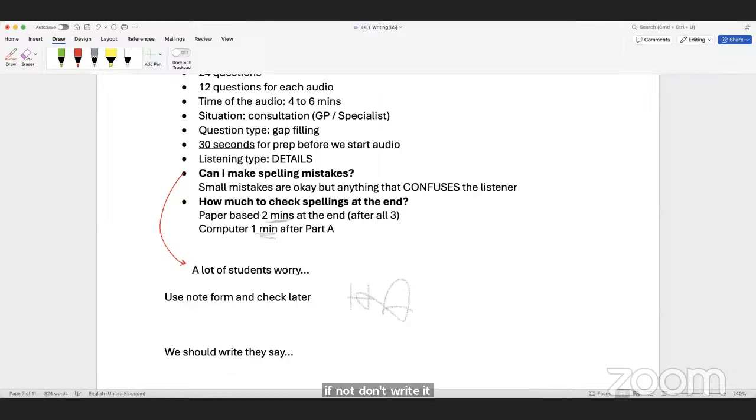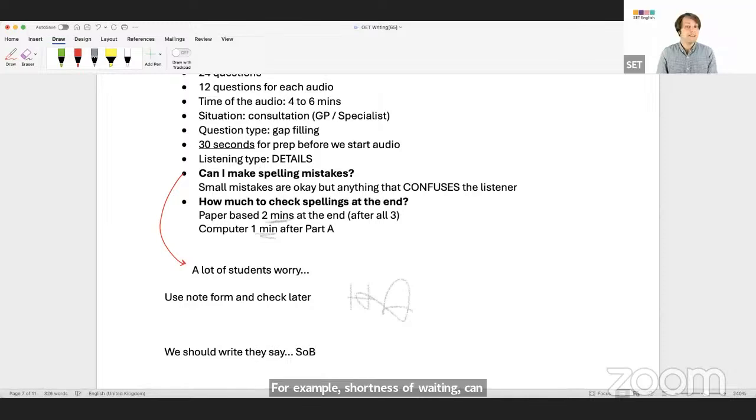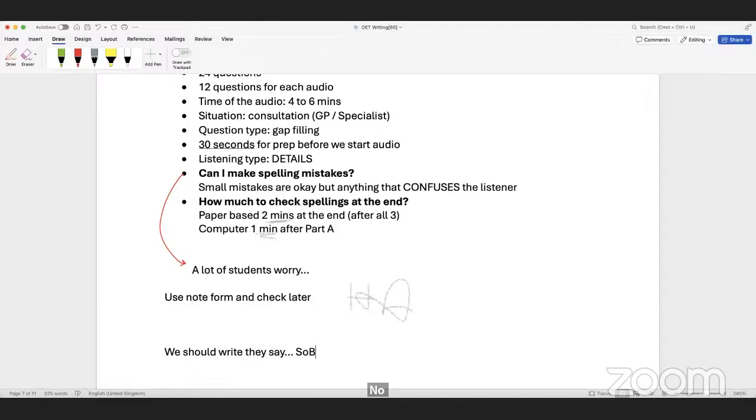For example, shortness of breathing, can I write SOB? If they say it, you can. No. If they don't say it, you can't. Sorry, Ellen, it means that if they mention UTI, we just write UTI, or you have to change it to urinary tract infection? Yeah.